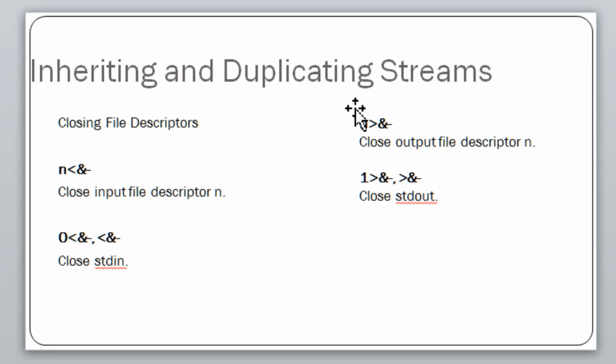Here we're closing the output of file descriptor n. So flipping it this way closes the input, right? Don't send it that way. Don't input it into n. And on here we're closing the output, so don't send it this way. We're closing the output. Okay. Here we're closing the standard out, right? Because as we said, 0 is standard in, 1 is standard out, and 2 is standard error.